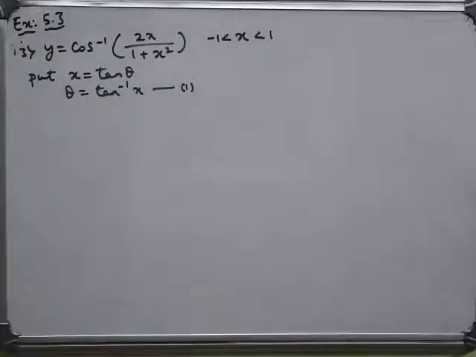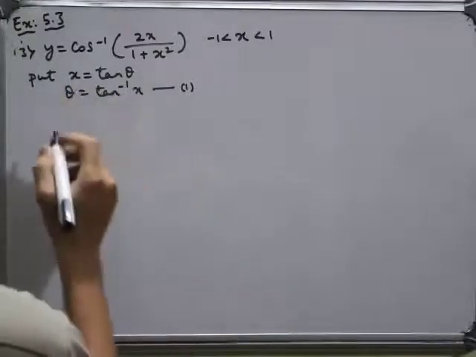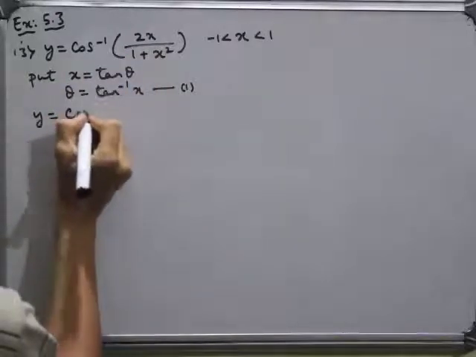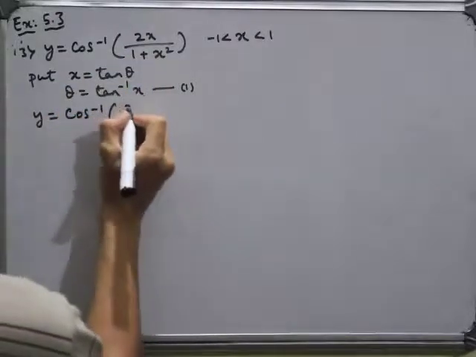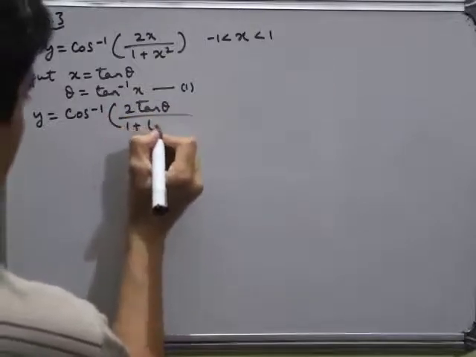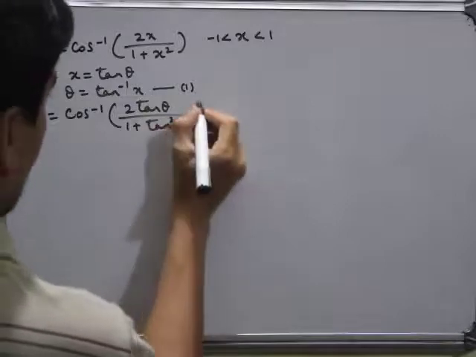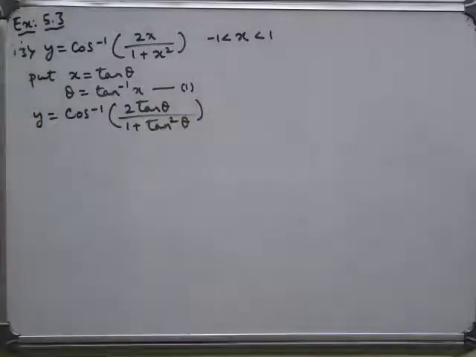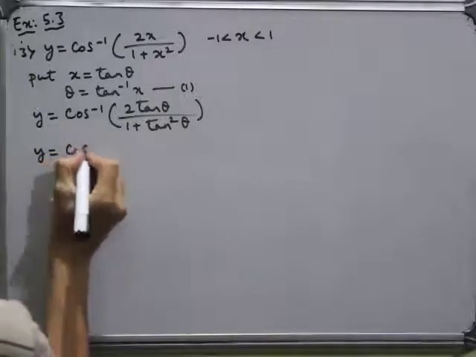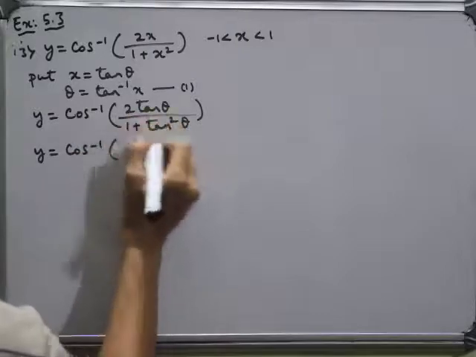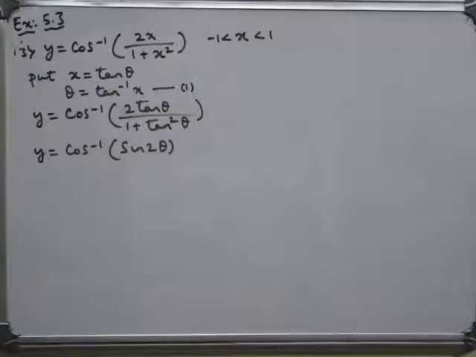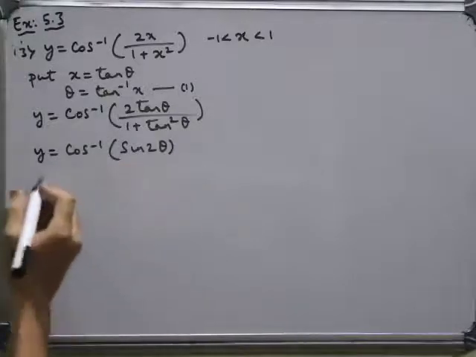2 tan theta divided by 1 plus tan square theta will give sin 2 theta. So I will write it directly, or okay, we will write step by step. Cos inverse of 2 tan theta divided by 1 plus tan square theta. So y is equal to cos inverse of, this is what, sin 2 theta. This result we have already used in some previous problem. Cos inverse of sin 2 theta.